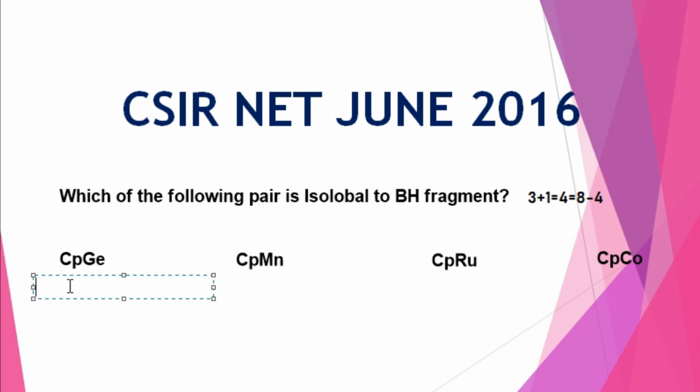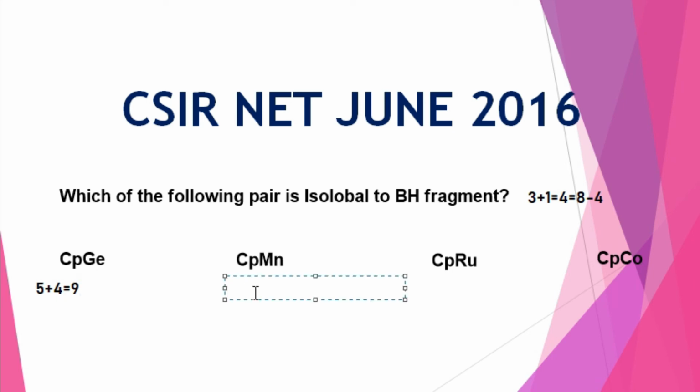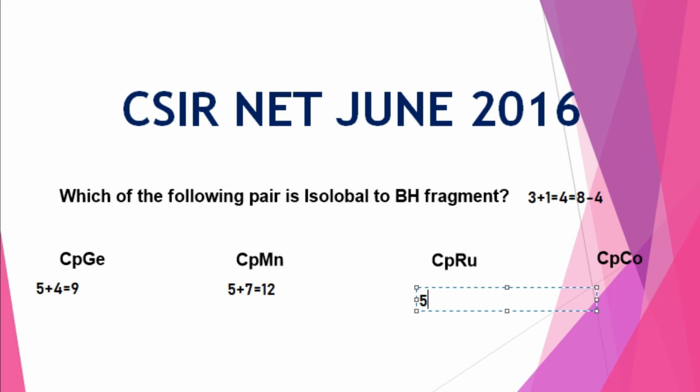So let's start from Cp germanium. For the cyclopentadienyl ring, there are 5 electrons which it donates to germanium, plus germanium is in the same group as carbon, 4 electrons in its valence shell, which equals a total of 9. So this is the electron count. So let's count all of the organometallic compounds. For this one there is 5 for Cp, plus manganese has 7 electrons in its valence shell, 12. So let's take Cp ruthenium. For Cp there is 5. For ruthenium, which is in a similar group to iron, they have 8 electrons, which is equal to 13.